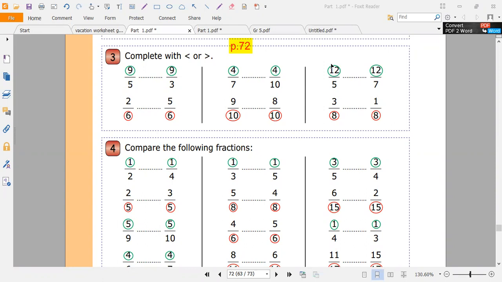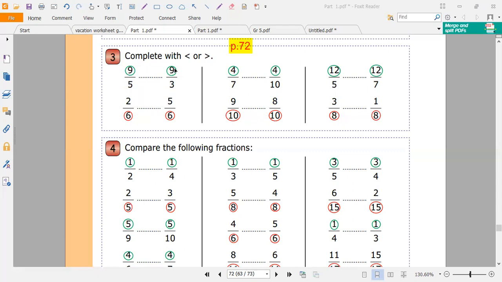Hello, in this video we want to do page 72 exercise 3, complete with smaller than or greater than. Before we compare, we have to check if the two fractions have the same numerator or the same denominator. So look, in the first column, all the fractions have the same numerator.